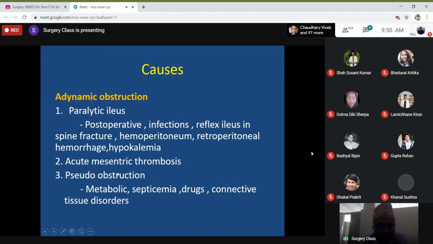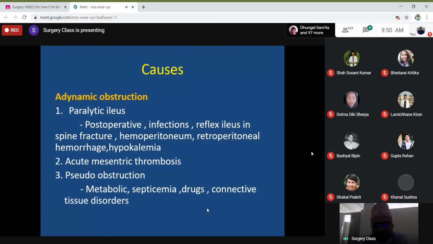Okay, then when there is thrombosis of the vessels which are supplying the intestines, that may result in dynamic obstruction. And sometimes there is pseudo obstruction in metabolic conditions like severe jaundice, uremia, septicemia, some drugs, and connective tissue disorders. In that condition, there is no obstruction, nothing in the bowel, but the bowel does not function, and the patient is not able to pass stool.